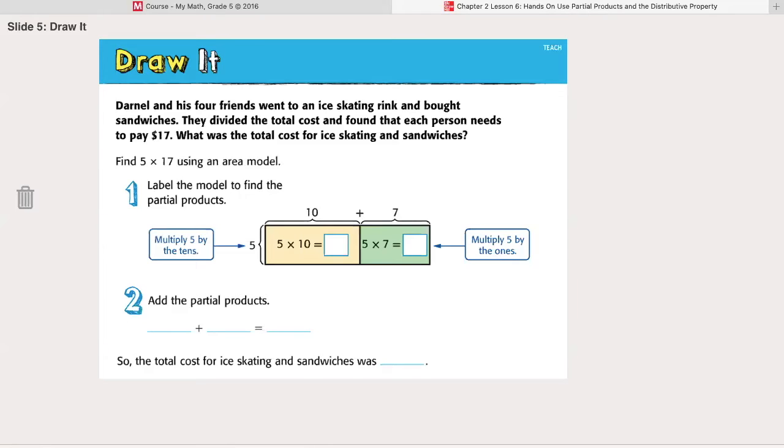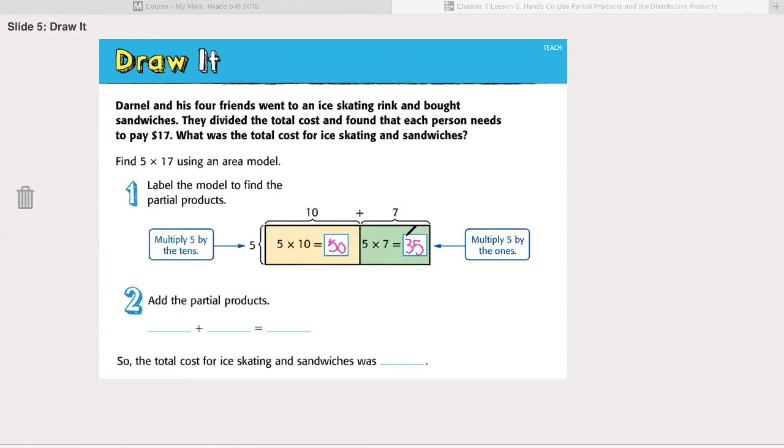Step 1, label the model to find partial products. We are taking apart this 17 into its tens place and its ones place and multiplying 5 by each. So if we multiply 5 by the tens place, we would be multiplying 5 times 10, right? Because we have a 1 in the tens place. 5 times 10 is 50. In the ones place, we have a 7. 5 times 7 is 35.